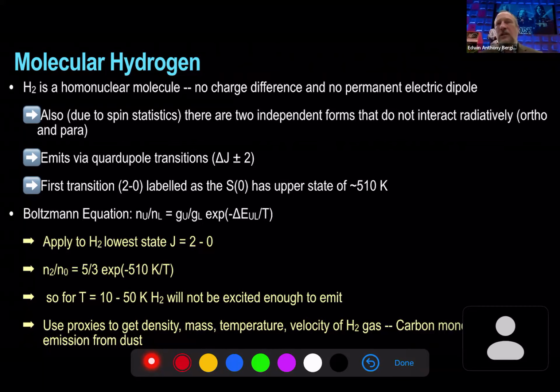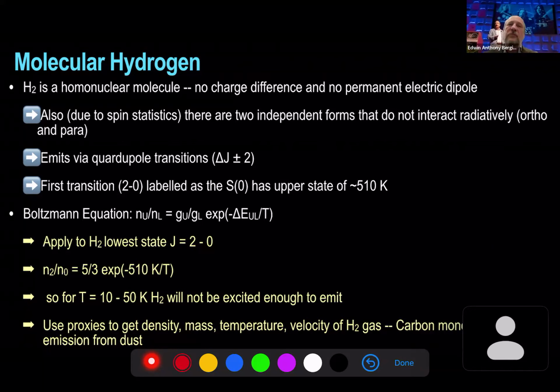In addition, due to spin statistics, that is, the hydrogen could have 2 spins up, or you could have 1 spin up and 1 spin down. And the 2 spins down is degenerate with 2 spins up, okay? They're actually, depending upon the spins, 2 independent molecules. When I first learned this, my brain exploded. All right.